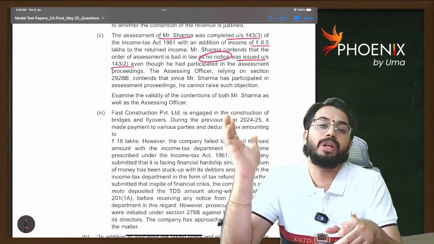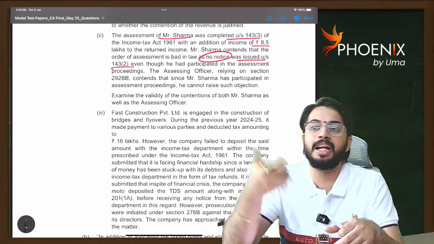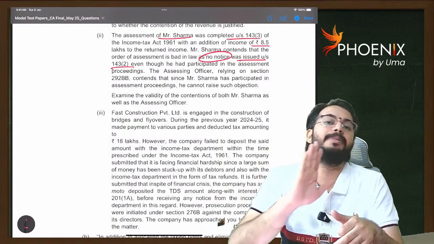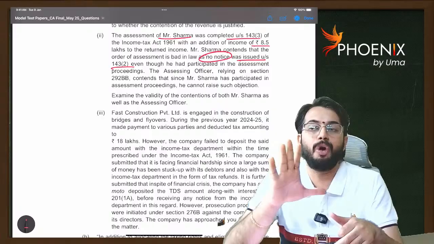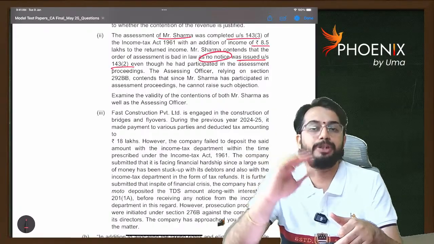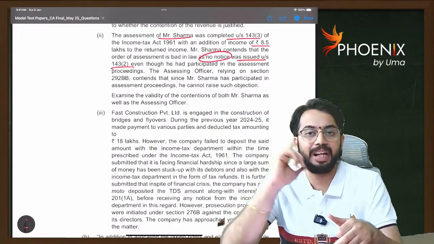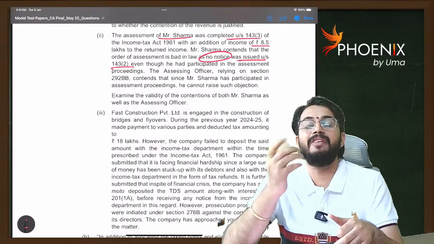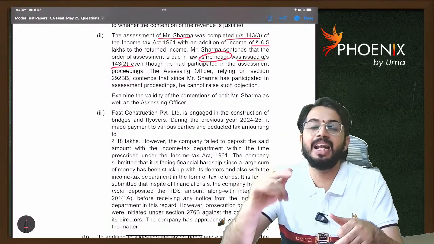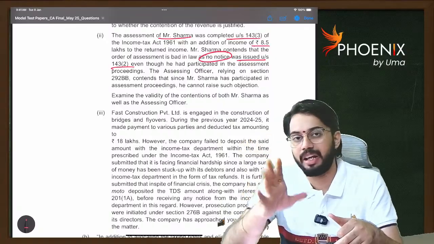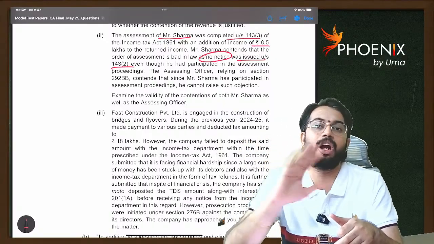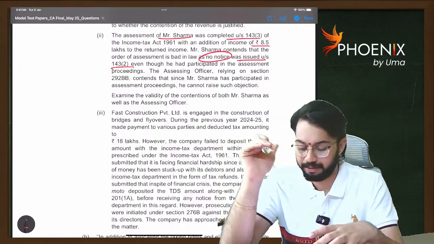But without giving notice, if assessment is completed and SSC cooperated, that assessment order is not valid. Minimum notice should be given. Only after giving notice should assessment be done, then only that assessment order is valid. Even though notice is given late, still the assessment order passed is valid. But if notice is not given, then assessment order passed will not be valid. Are you able to understand?